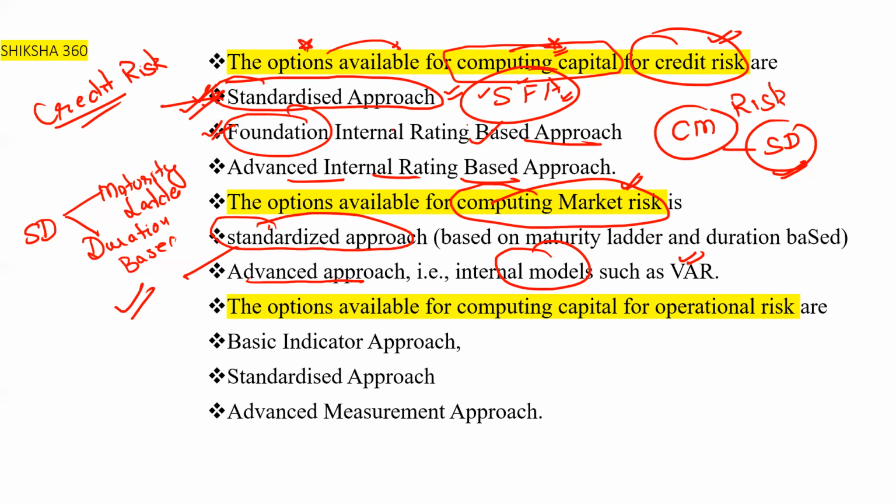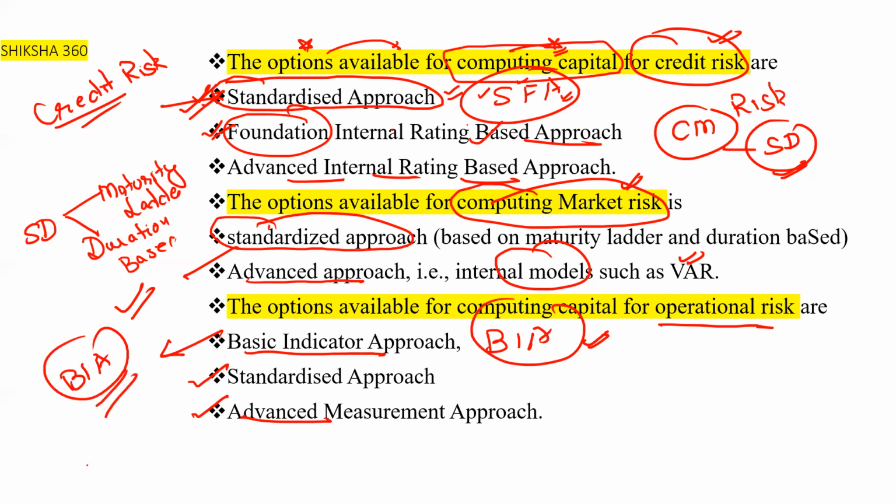Now we are left with only the third risk, that is operational risk. As we already know, in operational risk the first is the standardized approach, the second is the advanced measurement approach, and the third is the basic indicator approach, BIA. In India, we have adopted the basic indicator approach for computing the minimum capital for operational risk.